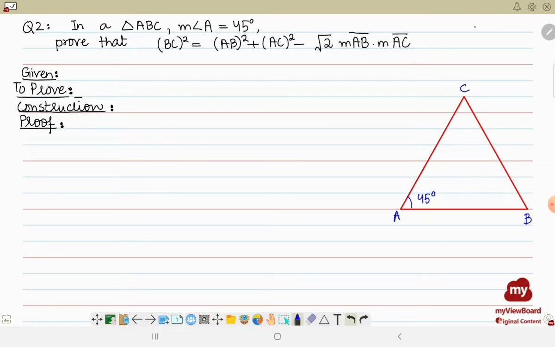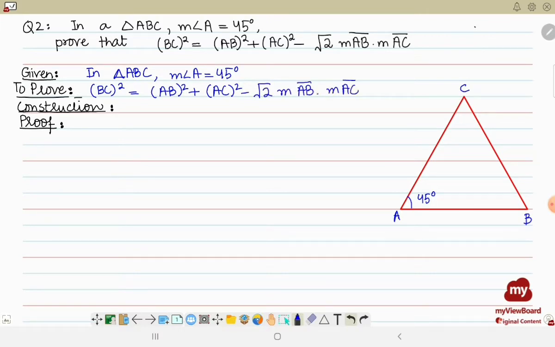Okay, now let's write what is given to us. In triangle ABC, measure angle A is equal to 45 degree. And what you have to prove, it is also mentioned that BC square is equal to AB square plus AC square minus square root 2 measure AB into measure AC. Okay, we'll be doing one construction, that will be drawing one projection from C. Let's say we'll draw CD, which is perpendicular to AB, right?